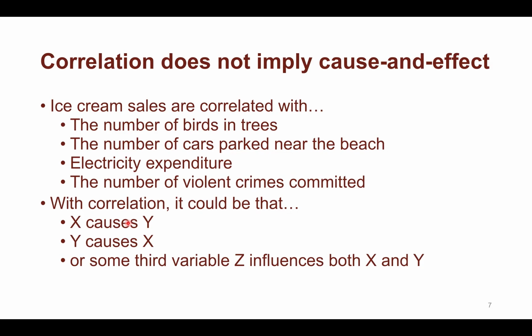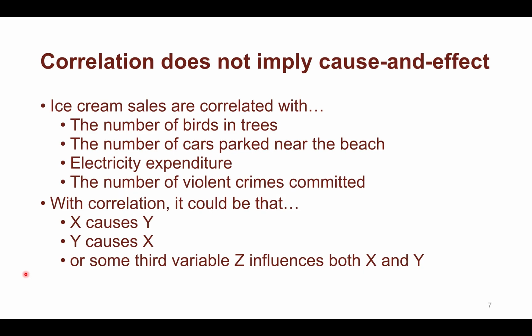So here are some examples of correlations that certainly don't reflect any sort of causality. Ice cream sales are correlated with the number of birds in trees, the number of cars parked near the beach, electricity expenditure, and the number of violent crimes committed. And I'm sure you can guess what other variable is actually influencing all of those, which is the season or the weather. Warmer temperatures will contribute to all of those different increases.